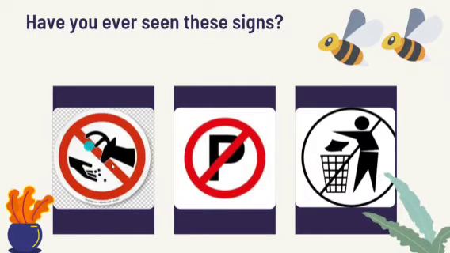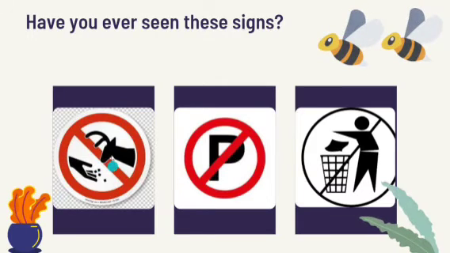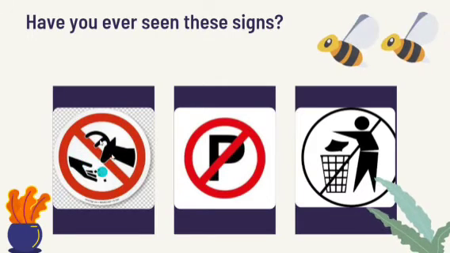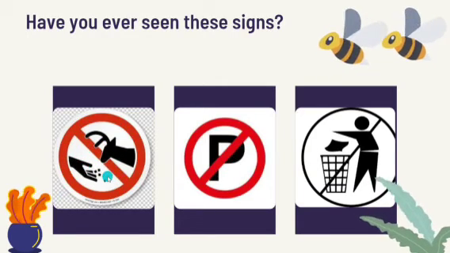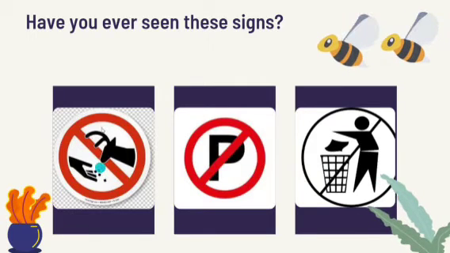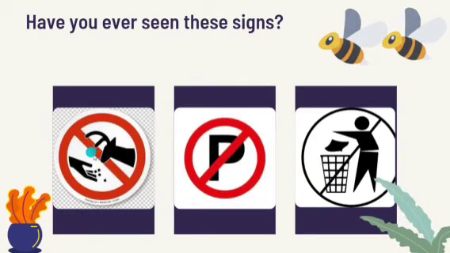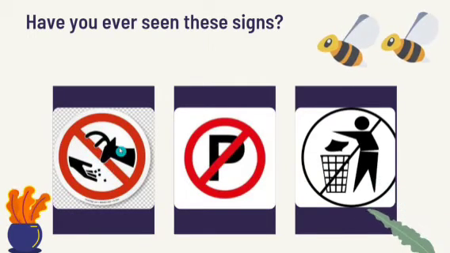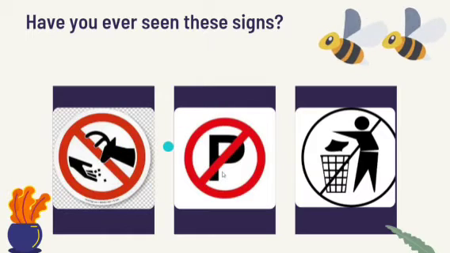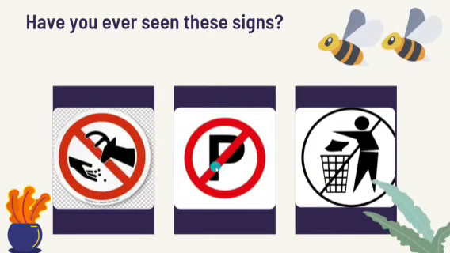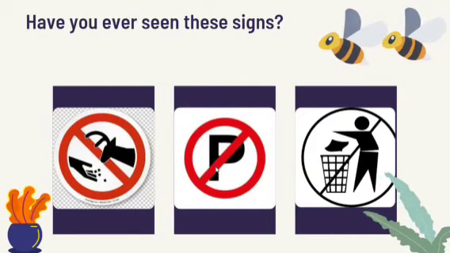And look at the second one. Ada tulisan atau huruf P. P, it means parking or park atau parkir. Tapi dicoret. Jadi, you must not park here. Kamu tidak boleh parkir di sini. And the last one. Ada orang sedang throwing the rubbish, membuang sampah, tapi dicoret, artinya tidak boleh membuang sampah di tempat tersebut. So, kita mau bahas materi apa ya?